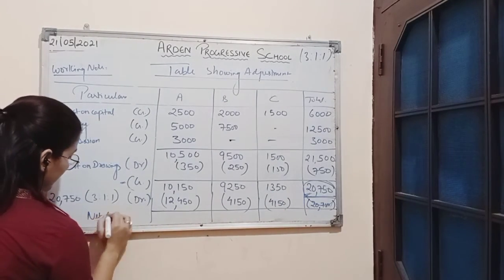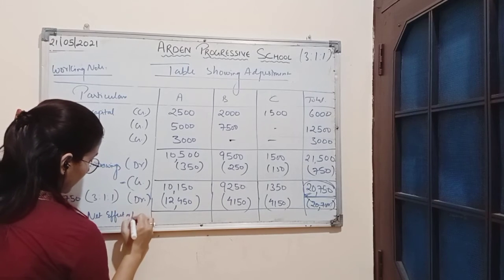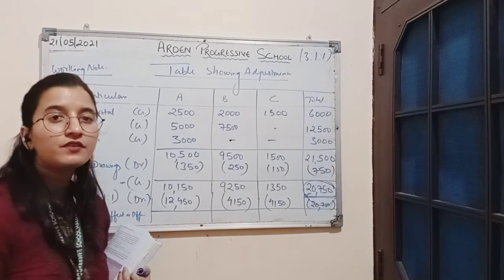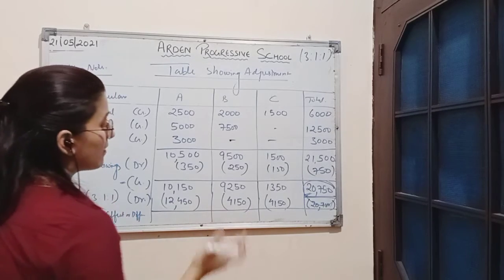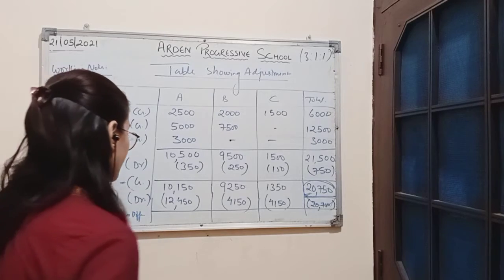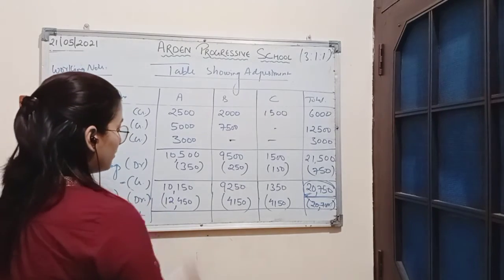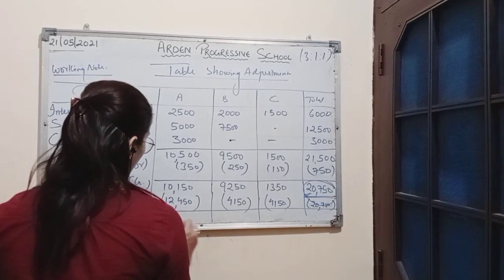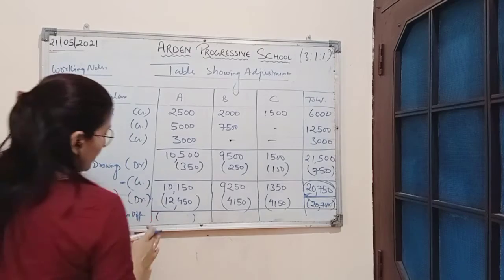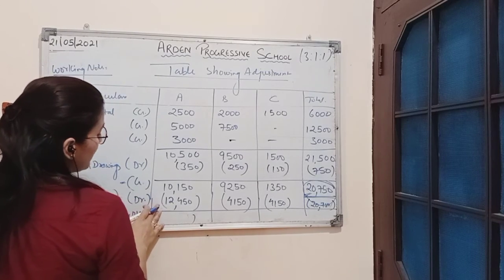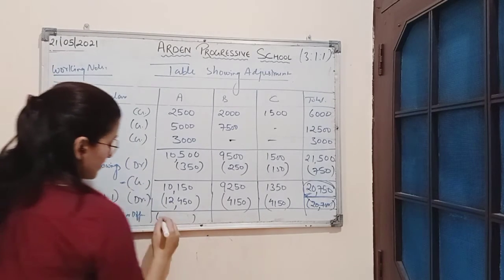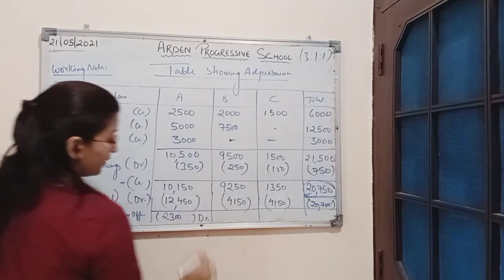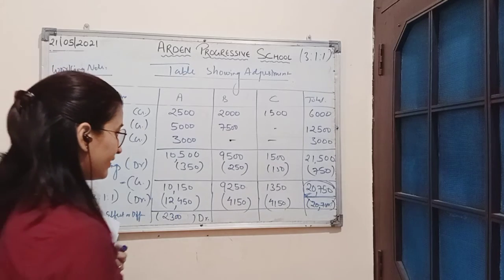Now we will see the net effect or the difference. That means how much amount is to be paid by the partners to the firm and how much amount the firm will pay to the partners. So as we can see here, the negative figure is having a greater value. That means the answer will also be negative. Now here the excess of debit balance over credit balance is rupees 2,300 and it will be considered a debit balance only.